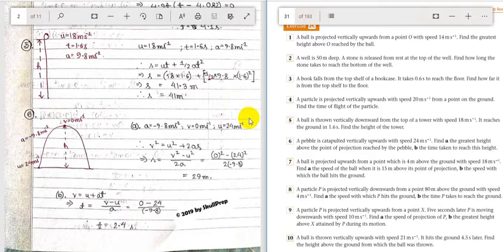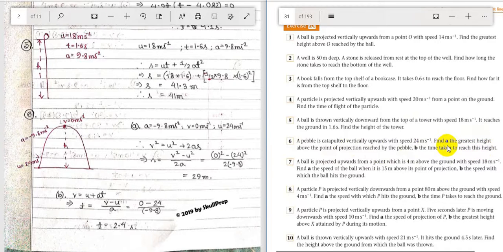Moving to question number 6. A pebble is catapulted vertically upwards with speed 24 meters per second. Find A, the greatest height above the point of projection reached by the pebble. Part B, the time taken to reach this height.